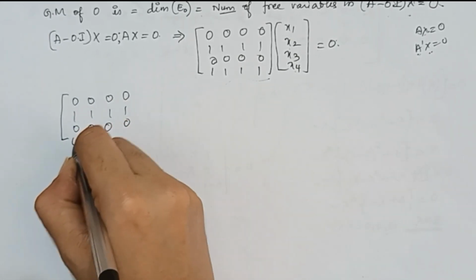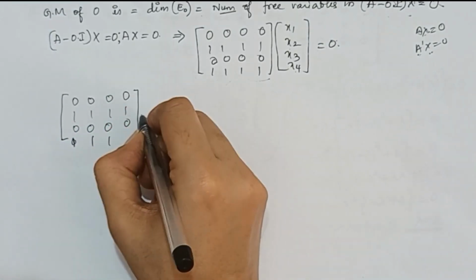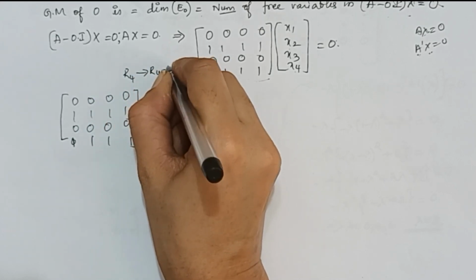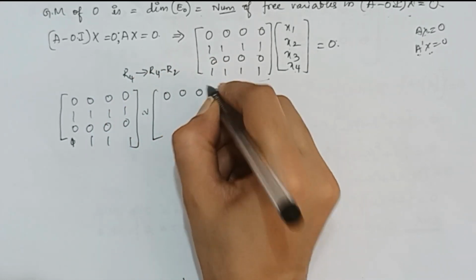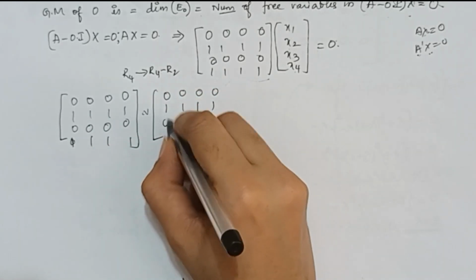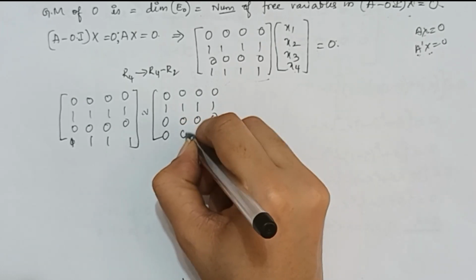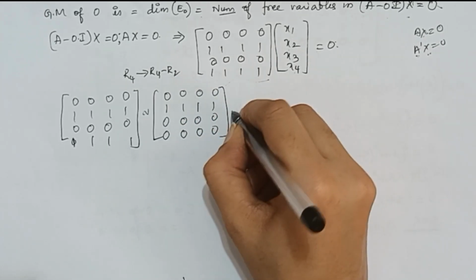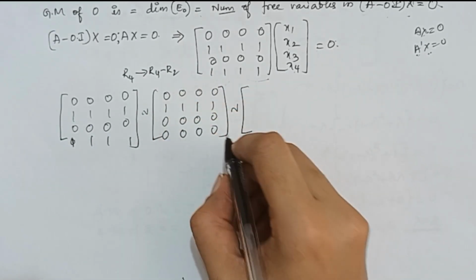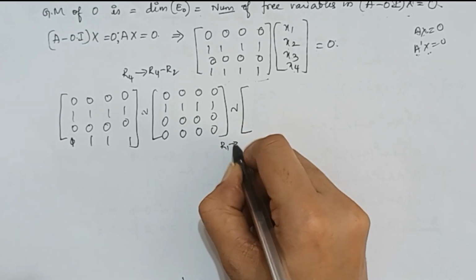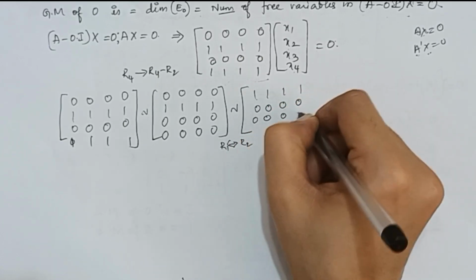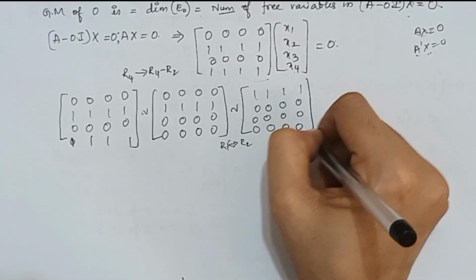So here 1 1 1 1, then I will apply the operation, only one operation is enough here: R4 changes to R4 minus R2. So 0 0 0 0, and this is 1 1 1 1, then 0 0 0 0, then 1 minus 1, 0 0 0 0. Then, as in the row echelon form, all 0 rows should be at the end. So R1 is interchanged with R2, so that this comes first, and the rest all 0 rows are below the non-zero row. So it is in the reduced row echelon form.